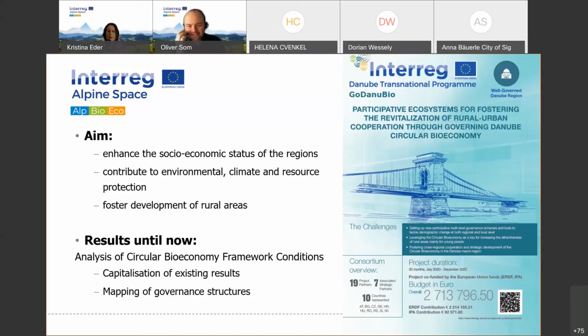As we are at the beginning of the project, we do not have so many results until now, but we have worked on the analysis of the bioeconomy framework conditions. We capitalized existing results. We had a look at how results from other, for example EU-funded, projects were used in our regions. And we also had a look at the governance structures in our regions.